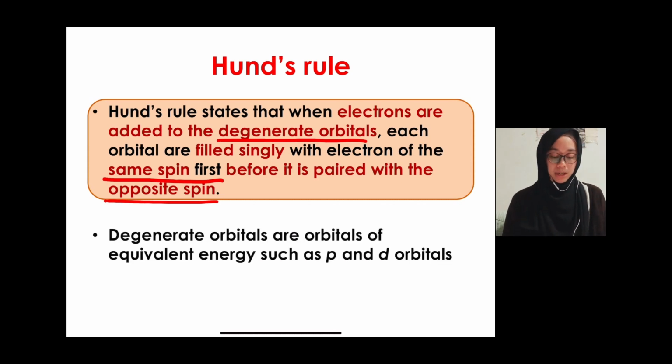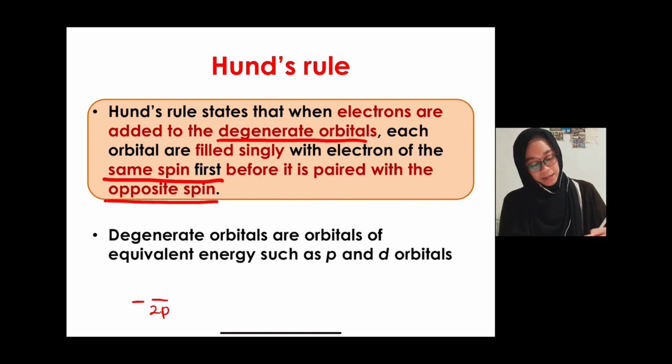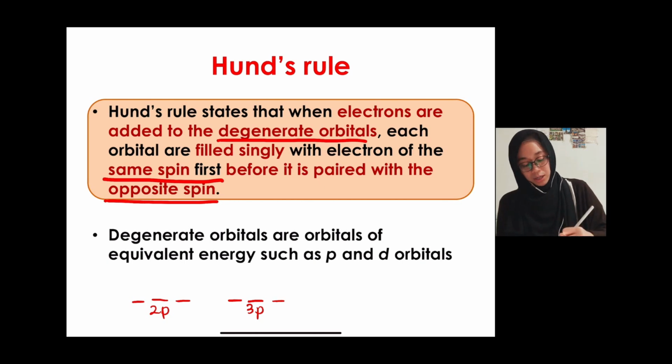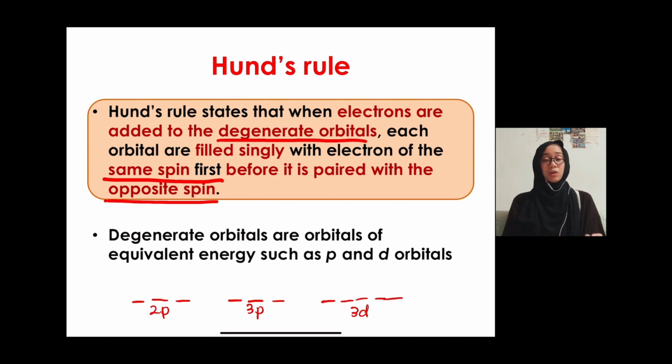Okay, so degenerate orbitals are orbitals of equivalent energy such as p and d orbital. So kalau kamu realize tadi 2p ada 3 orbital kan. Okay, same goes to 3p. 3p pun ada 3 orbital juga. Kalau D pula ada 5 orbital. 1, 2, 3, 4, 5. Okay, so 2p ada 3 orbital kat situ.